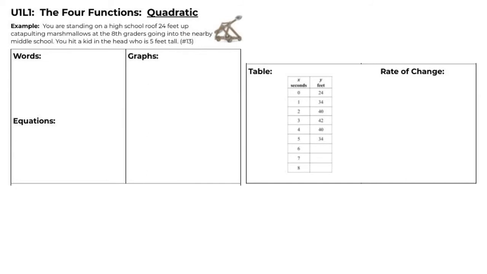Some words that I think of when I'm thinking of quadratic would be anything that has to do with a projectile or that is affected by gravity. And the graph is called a parabola, which is just a U-shaped curve.